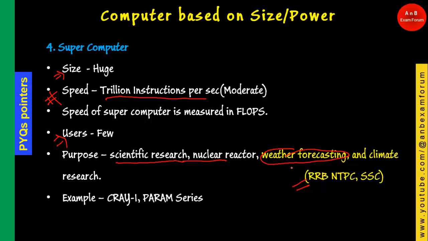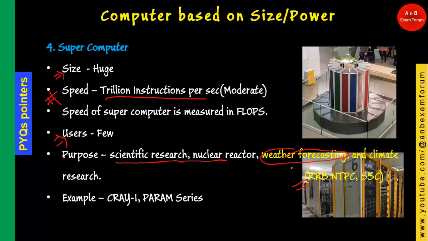And Cray and Param series, as I have told you many times. If you see this one, this is a Cray one, which is now put in a museum, whereas this is our Param series computer. So these are the supercomputers.